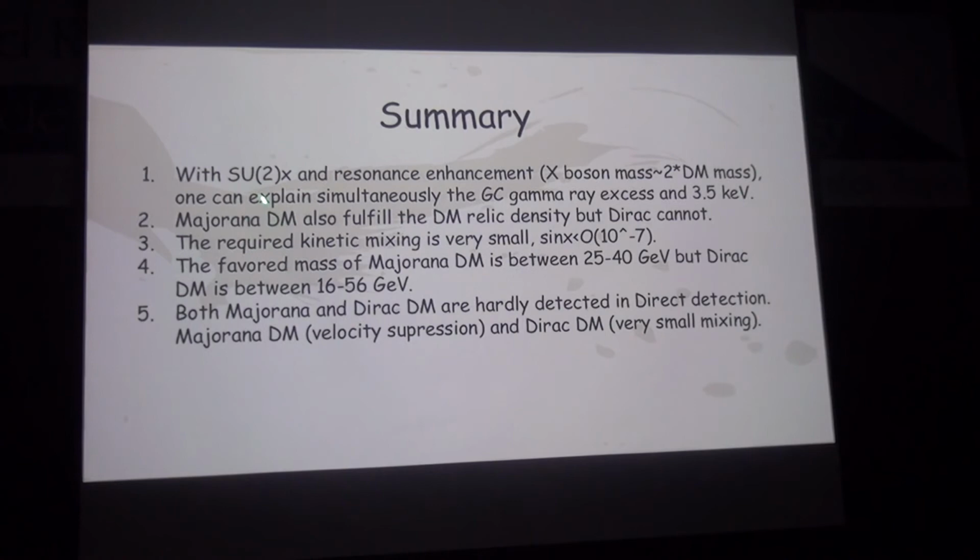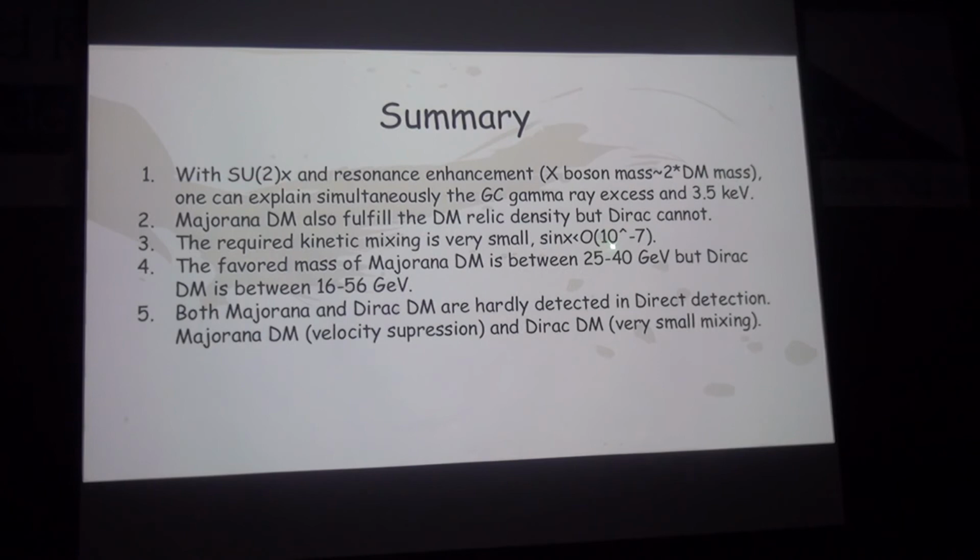Majorana dark matter can also fulfill the dark matter relic density, but the Dirac dark matter cannot. It requires the kinetic mixing to be very small, psi-chi less than 10 to the minus 7. The favored mass of Majorana dark matter is between 25 and 40, but for Dirac dark matter it is between 16 and 56.